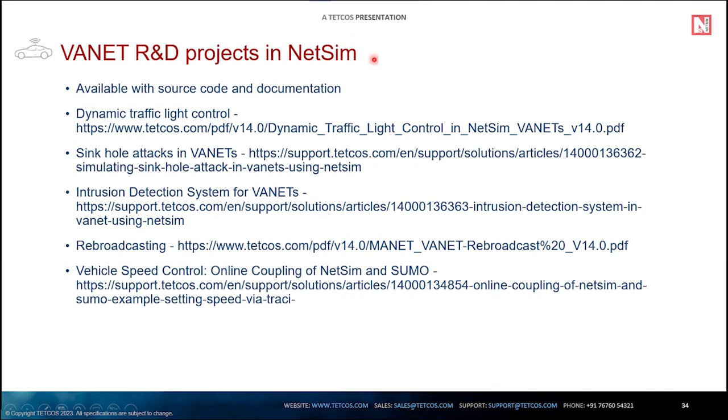There are several VANET R&D examples and research publications done using NetSim. Some of the interesting examples and reference links are provided here. Notable examples include dynamic traffic light control, which we discussed now, followed by the sinkhole attack project, IDS project, broadcast packet dissemination, and autonomous vehicle speed control.